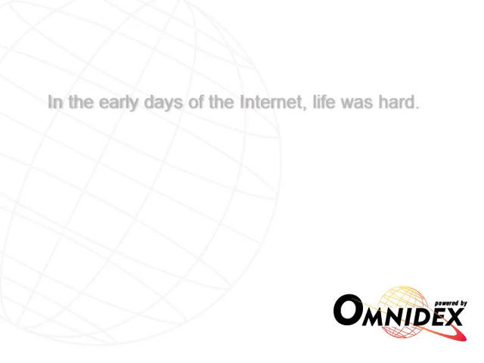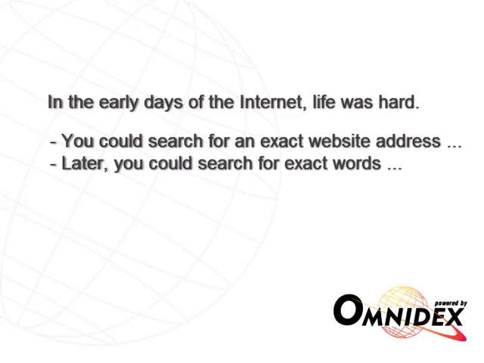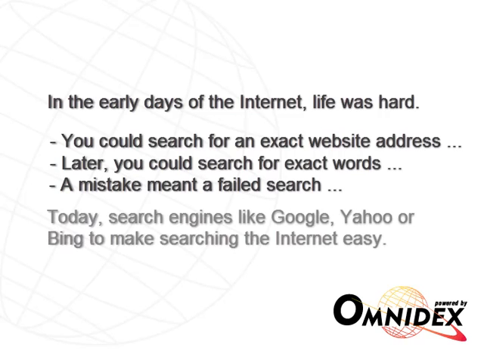In the early days of the internet, life was hard. You could search for a website, but you had to know the exact address. Later, you could search for exact words to find a web page, but there was no feature that corrected your spelling or asked, "Did you mean this instead?" A mistake meant a failed search, and you had to try again. Today, we rely on search engines such as Google, Yahoo, and Bing to make searching the internet easy. We just type in a few words and the search engine does the rest.